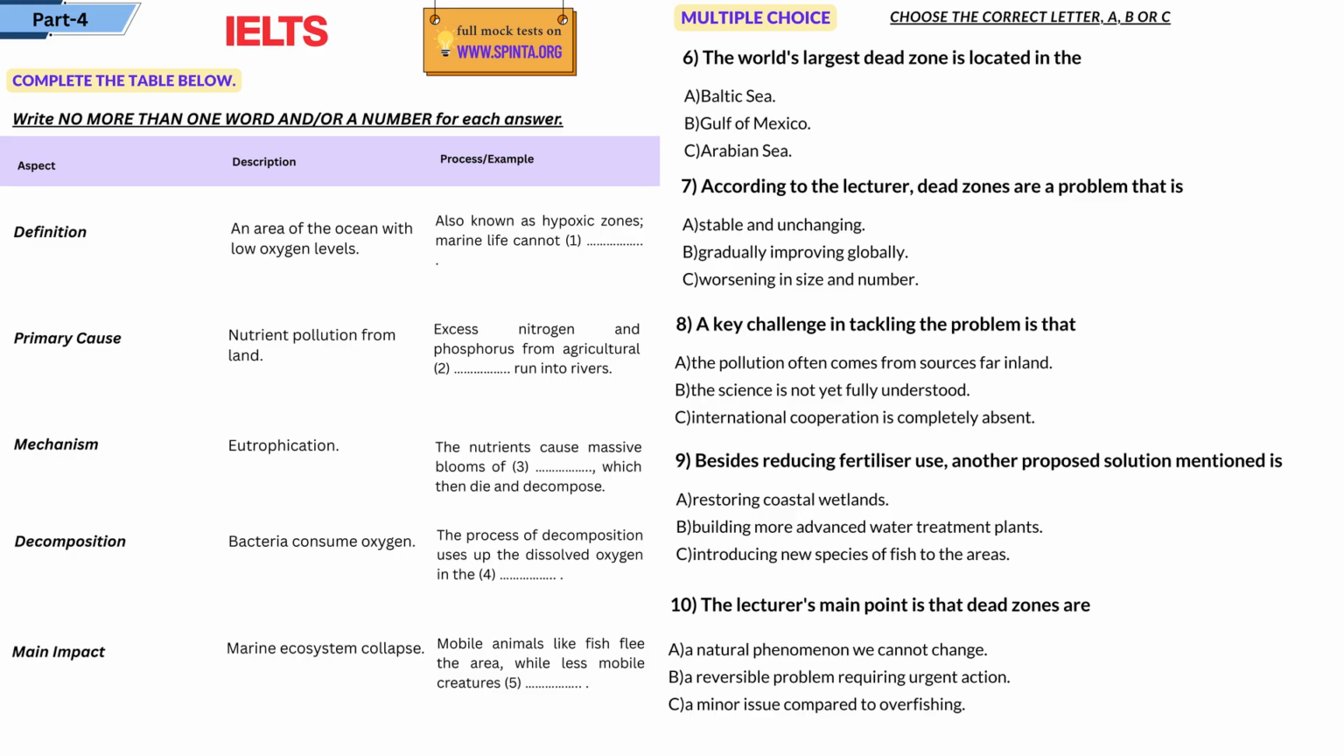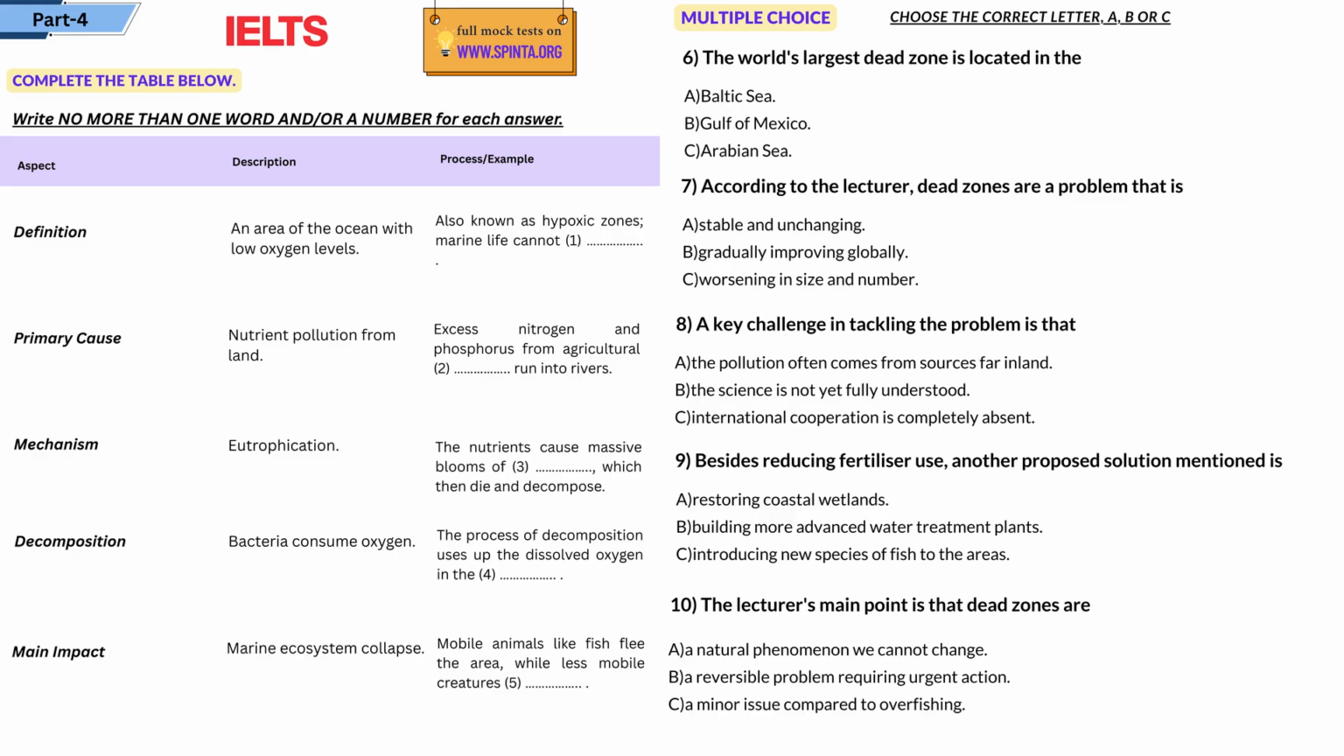Data collected over the past few decades by scientists worldwide shows a clear and alarming pattern. The number of known dead zones has roughly doubled every 10 years since the 1960s. So this is a problem that is definitively worsening in size and number, driven by the intensification of global agriculture.